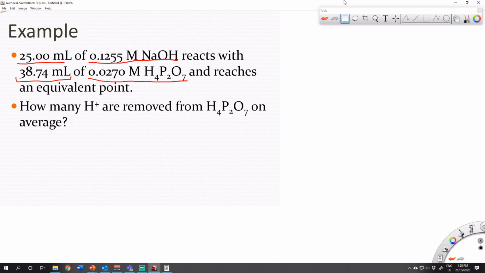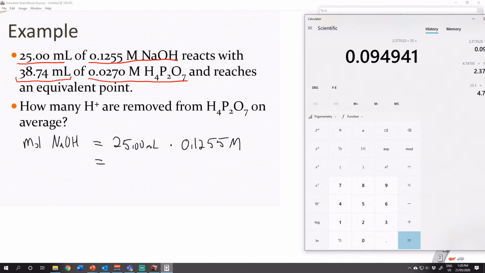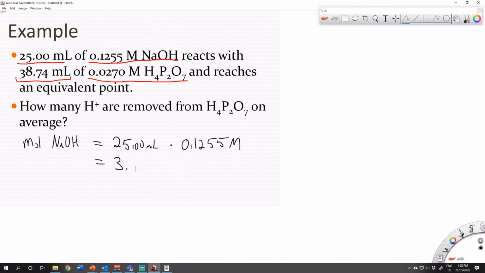All right, so the first step is pretty much the same as the last one. We know how much sodium hydroxide we've used, and we know all the concentrations. So we can do the following. Moles of NaOH will be 25 milliliters times our concentration, and that'll give us the moles of NaOH. So that'll be 25 times 0.1255. So on average, based on our titration, we get this many millimoles of NaOH.